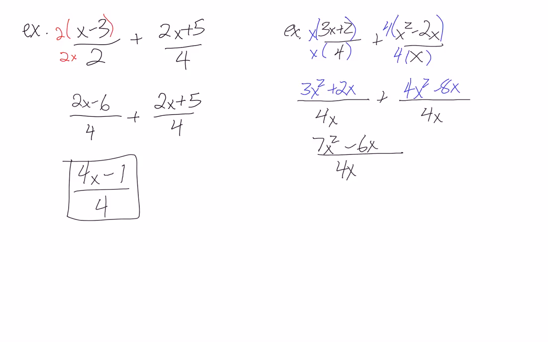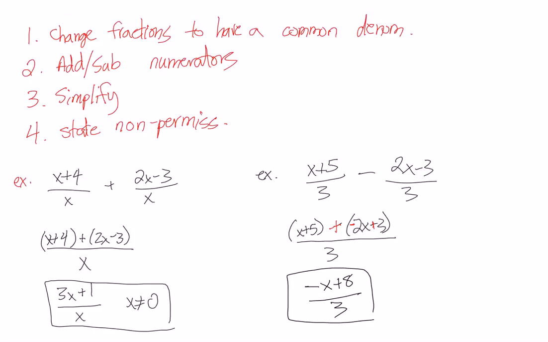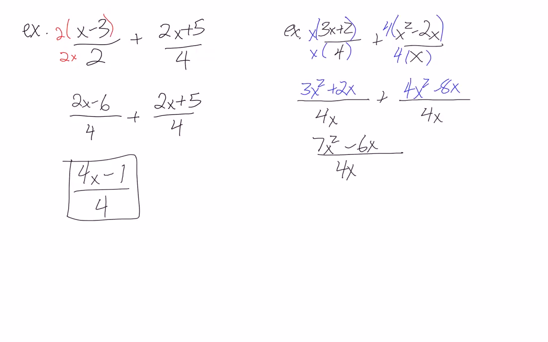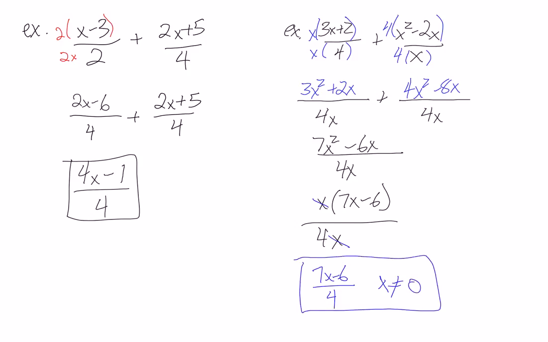Except if we go back to the steps, our third step was simplify if possible. So in this case, we can actually factor out an x on the top once we're done simplifying. So we have x on the top, a 4x on the bottom, so we can actually cancel that x out of both. So our very final answer then should be just 7x minus 6 over 4. Go back to the original question. We have a 4 on the bottom, so that's good, but we also had an x on the bottom, so our non-permissible would be a 0.